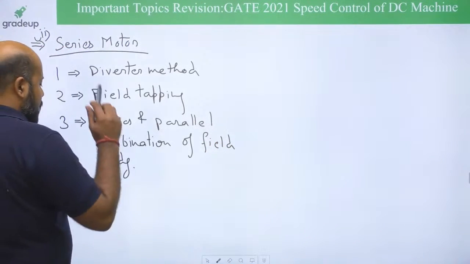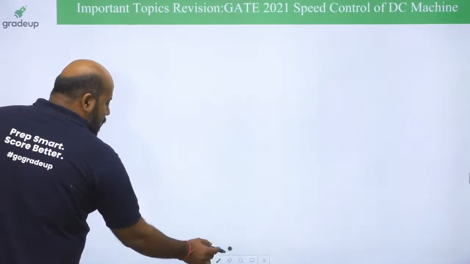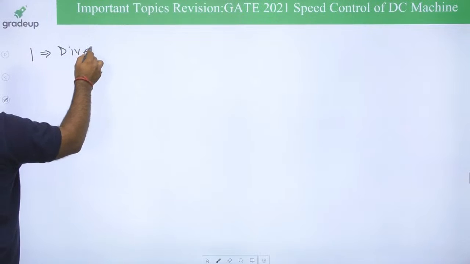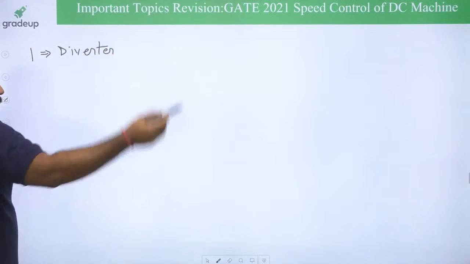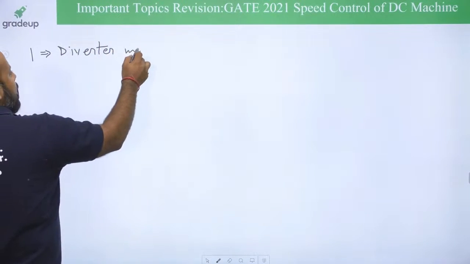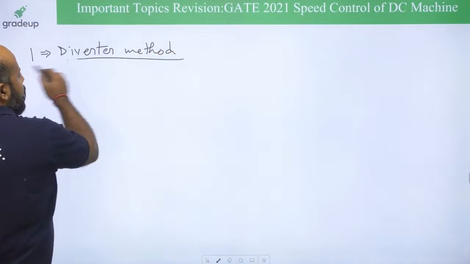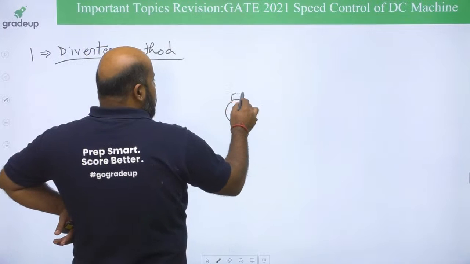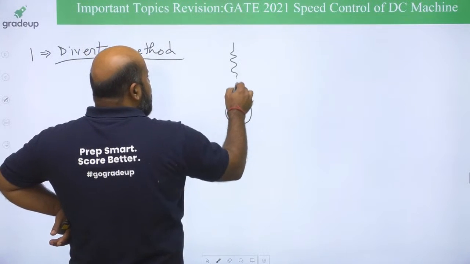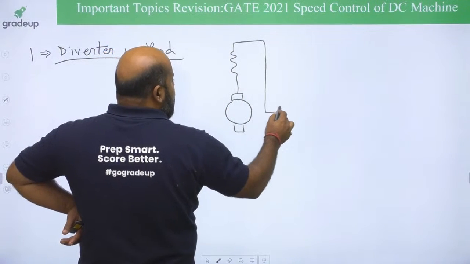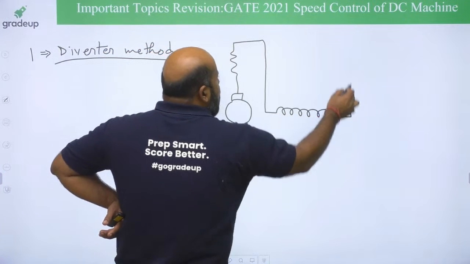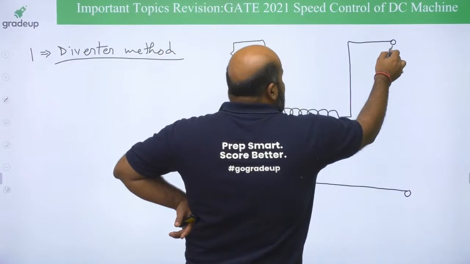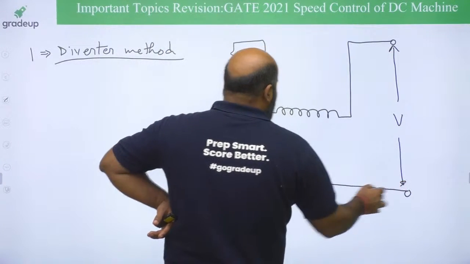Now let us try to understand first the diverter method. Diverter method, as the name indicates, you want to divert the current in the field winding. How you are going to divert the current in the field winding? Suppose this is your series motor, this is armature resistance, and this is your series field. This is the supply voltage.